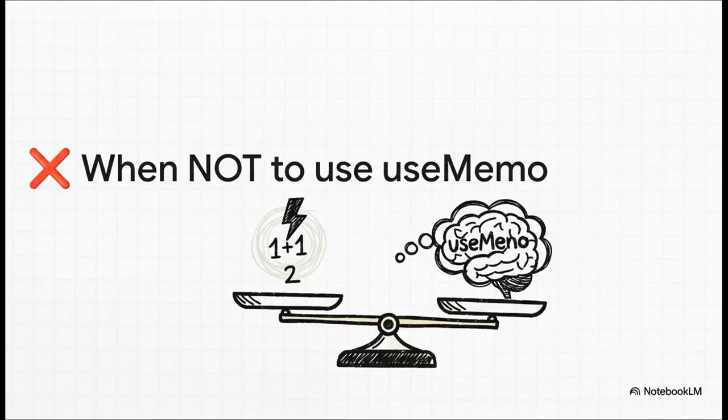Now, this is just as important, maybe even more so. You should not wrap everything in useMemo. Seriously. For really simple, fast calculations, like just adding two numbers, the hook itself adds a tiny bit of overhead. And in those cases, that overhead can actually be more expensive than just redoing the math. So be strategic. Don't just sprinkle it everywhere.